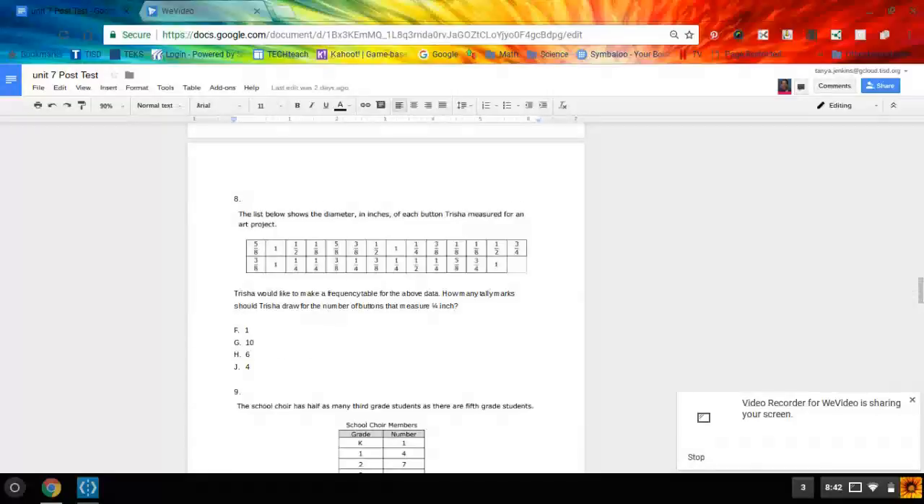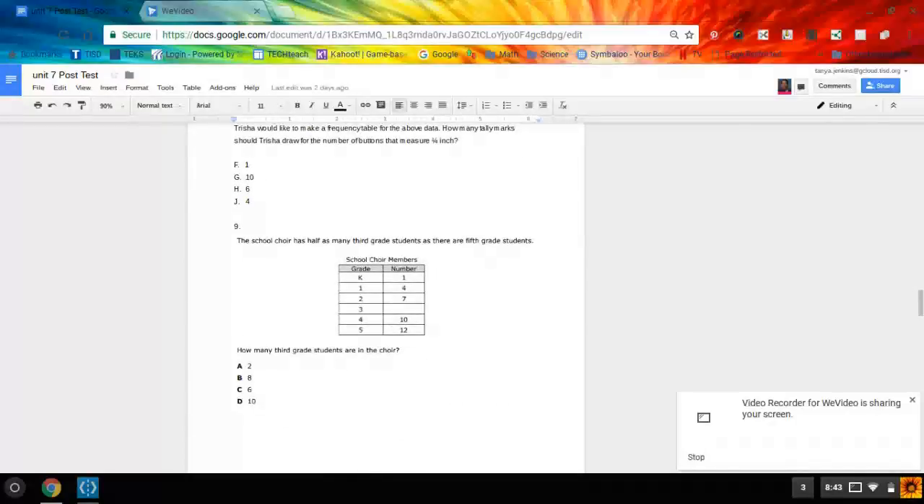The list below shows the diameter in inches of each button Tricia measured for an art project. Tricia would like to make a frequency table for the above data. How many tally marks should Tricia draw for the number of buttons that measure 1/4 inch?